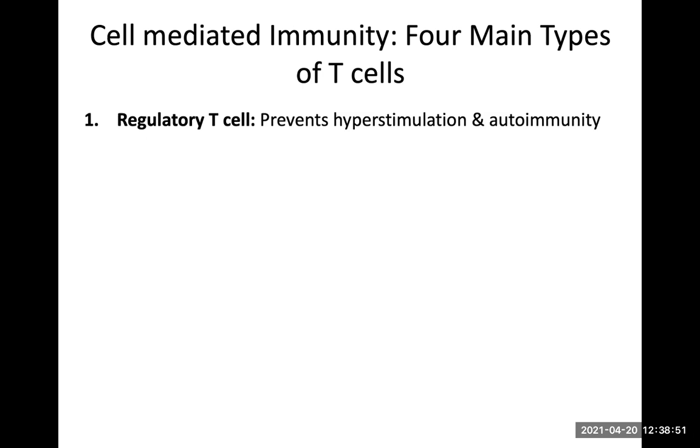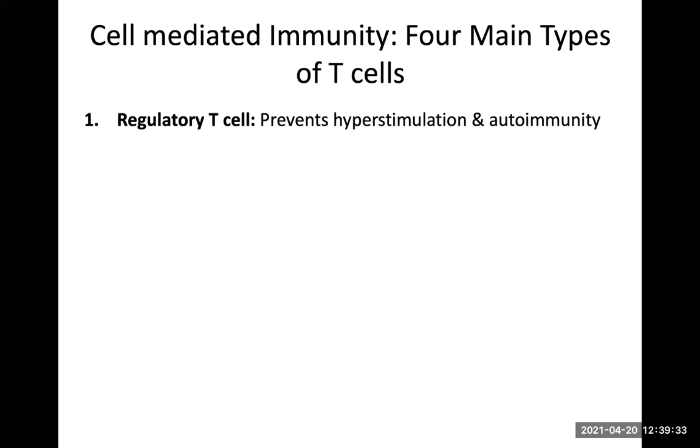Overall, the purpose of regulatory T cells is to prevent hyperstimulation. Remember, if the immune system becomes overstimulated, you can hurt yourself, you can even kill yourself with such a strong response. The other problem is autoimmunity, where we don't want to start attacking our own cells, thinking that they are pathogens, right? Hyperstimulation would be in response to a pathogen that is actually causing the stimulation, but if your immune system responds too strongly, you get very, very sick and can even die.